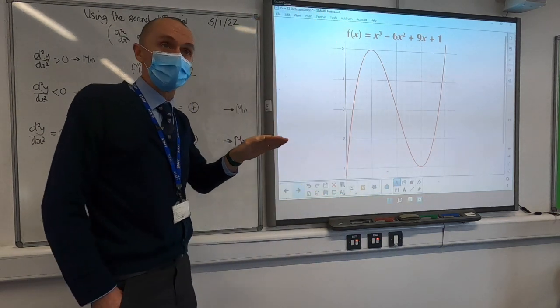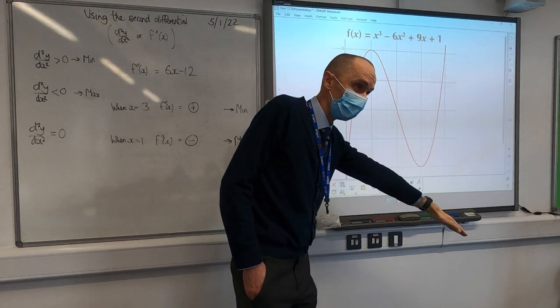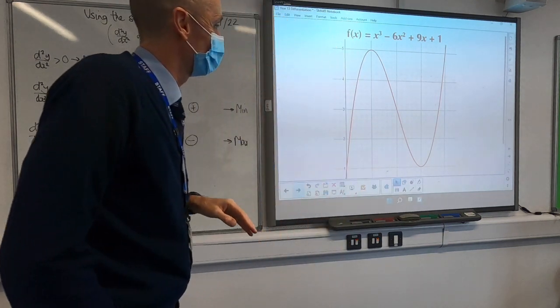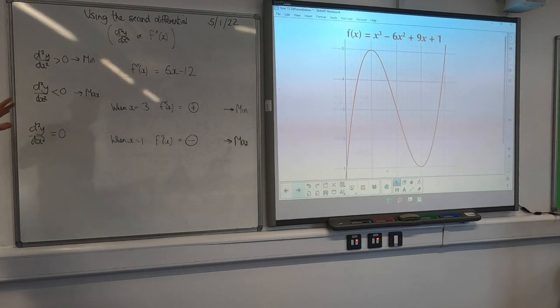So the gradient of the gradient, it's downhill. If we plotted the gradient rather than the function itself, it would have a downhill, it would have a negative gradient. And that's why when you have a second differential that's less than 0, that shows us it's a maximum.